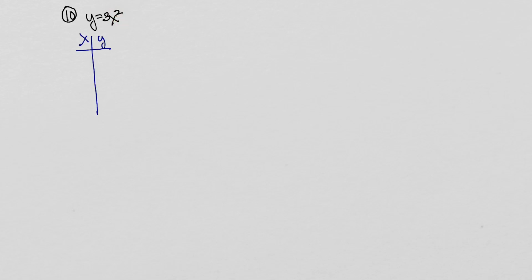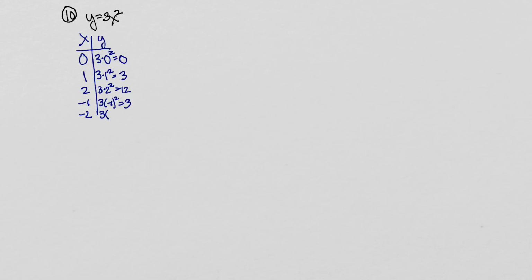So let's start here by choosing 0. So we'll get 3 times 0 squared, which is going to be 0. Let's maybe try 1 and 2, and then negative 1, negative 2. See where that takes us. So this would be 3 times 1 squared, which is going to be 3. 3 times 2 squared. 2 squared is 4 times 3 is 12. That might be off our coordinate system. 3 times negative 1 squared. Negative 1 squared is 1 times 3 is 3.